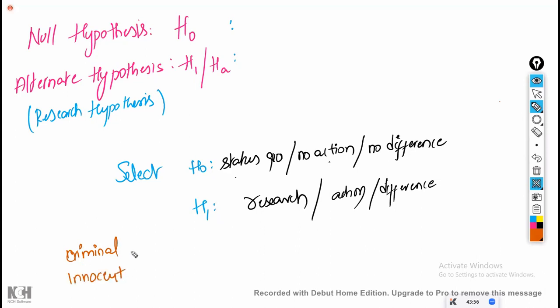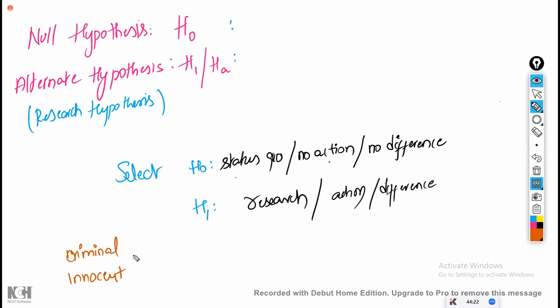Now, which one is null and which one is alternate? Either two only will be there, right? Either innocent or criminal. This is based on a single person. You are not comparing between two things. You are analyzing whether he is a good person or a bad person only. Now, if he is a criminal, are you going to take action or no action on him?